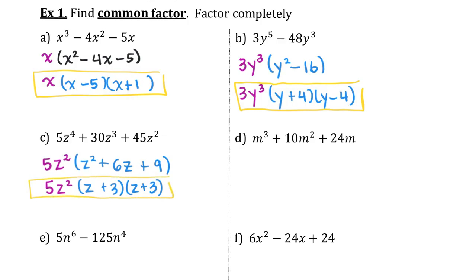If you chose to write it like this as well, let me show you. You could also make this z plus 3 squared instead of writing z plus 3 out twice. It doesn't make a difference though. Let's look at D. M cubed, M squared, M. They all have an M, so I'm going to take out an M.